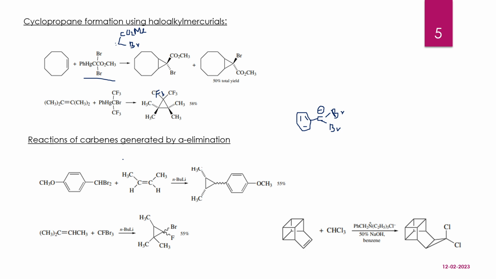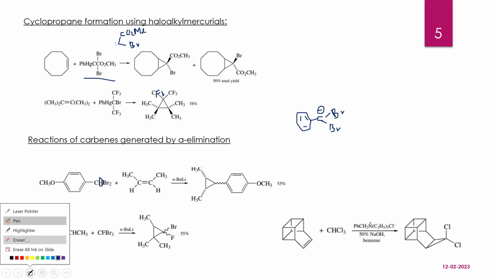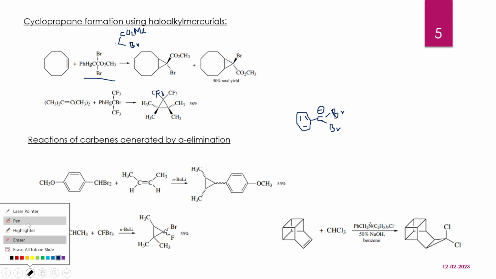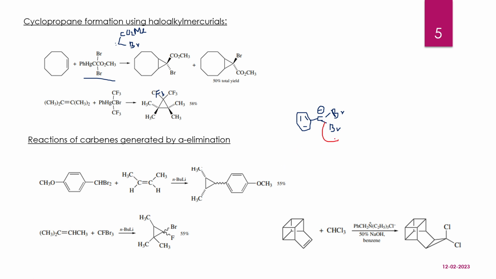This butyl lithium will deprotonate one proton from here, giving us this. Then again one bromine will get eliminated, giving us the carbene, our expected carbene compound. So this carbene will generate, and it will add up to this double bond, giving us this compound.